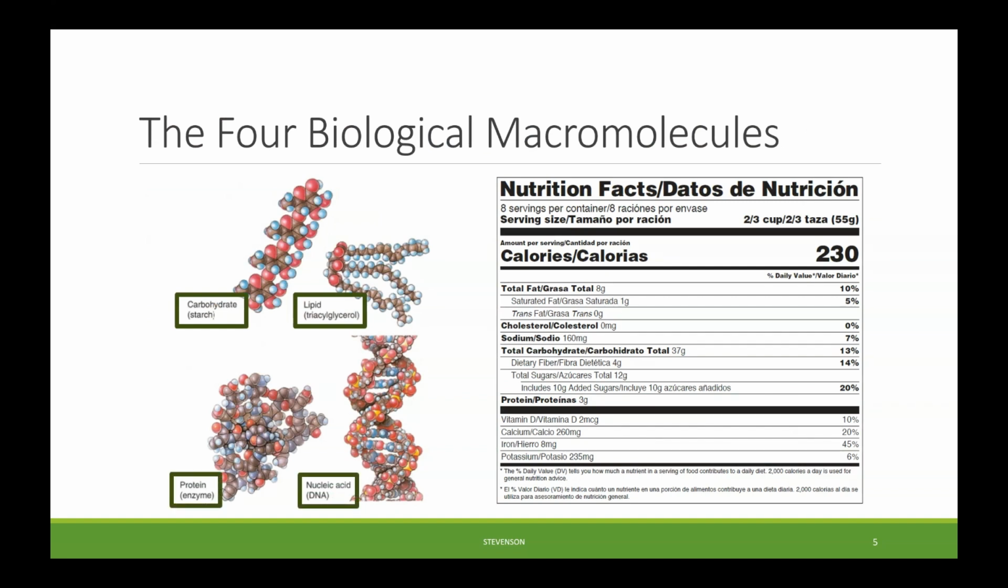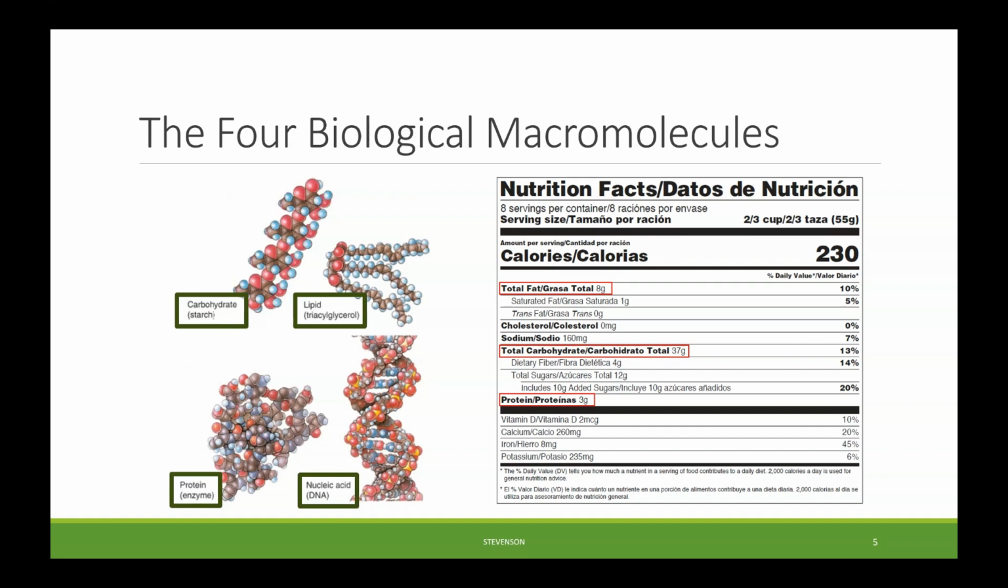And on the left side of the slide, you can get a general idea of what each of these molecules looks like, but we'll talk about their structure in more detail in just a second. Out of these 4 macromolecules, you can see 3 of them represented on a standard nutrition label that you would find on one of your food items. We can see fats, and fats is the everyday language term for lipids. We can see carbohydrates, and we can also see proteins highlighted here in the label.